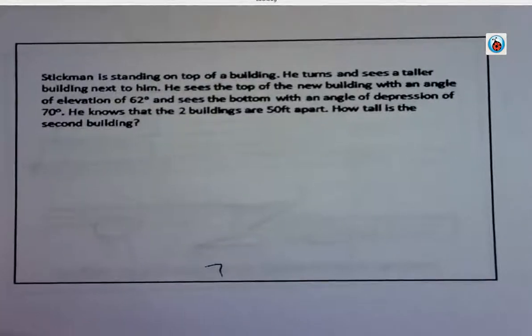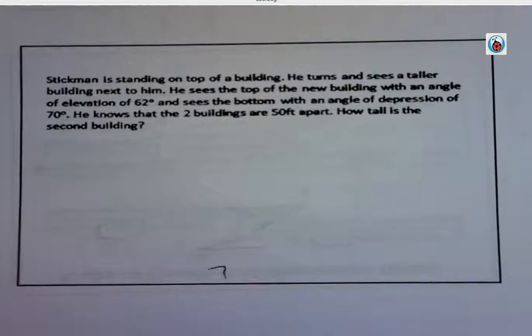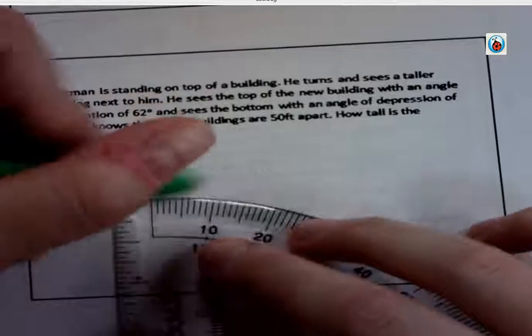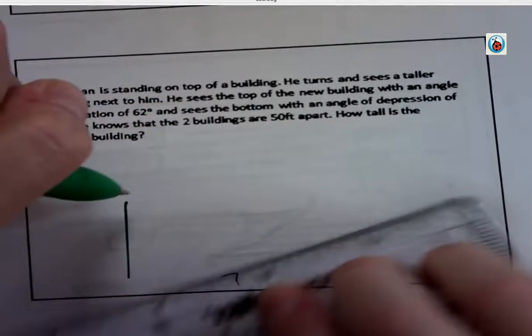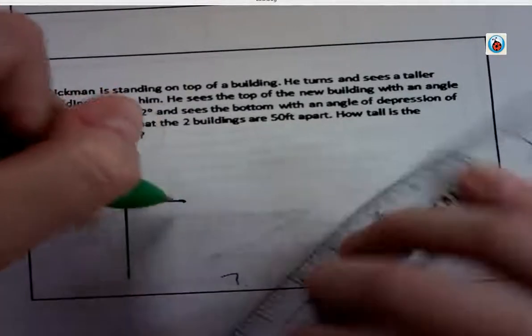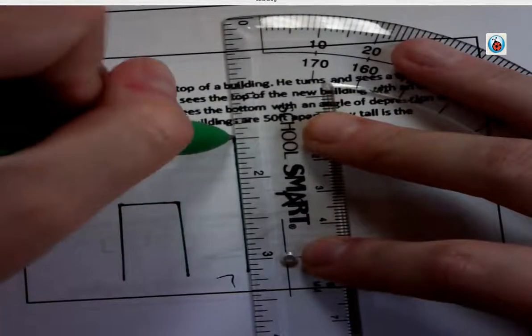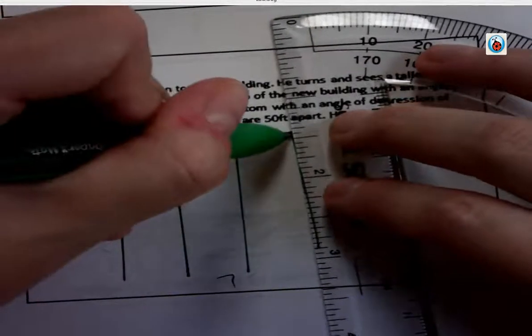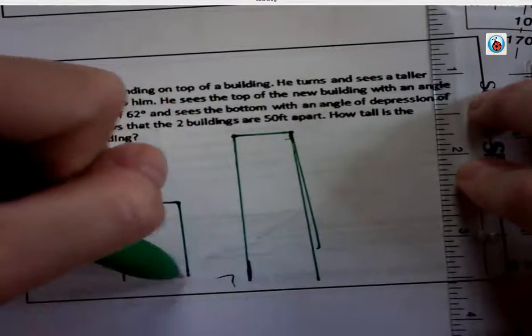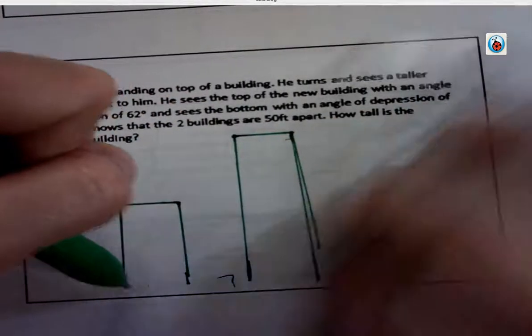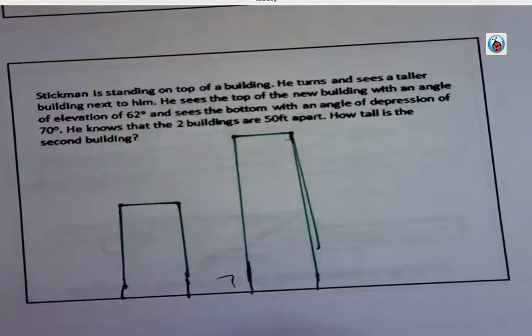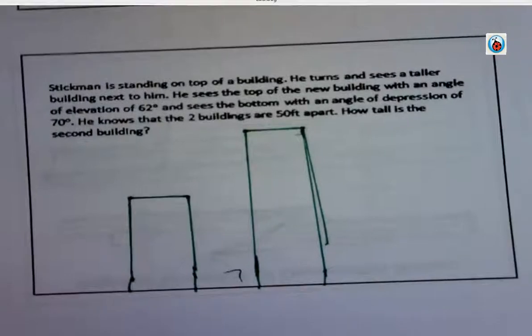Alright, this one is the most challenging because there's 2 different triangles in this one. But what we've got is Stickman standing on a building. He's standing on a small building. So this is Stickman's building. And then we've got this big old building. Oh gosh. And ultimately what we were trying to figure out is how tall is this building over here. I'm really bad at drawing, as you can tell.